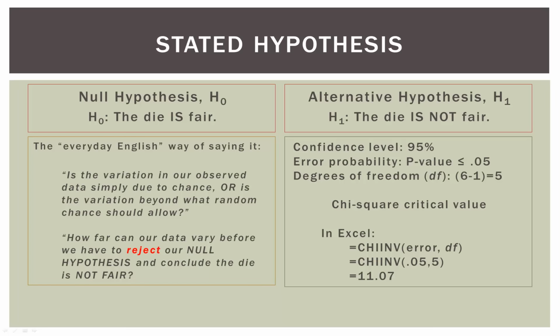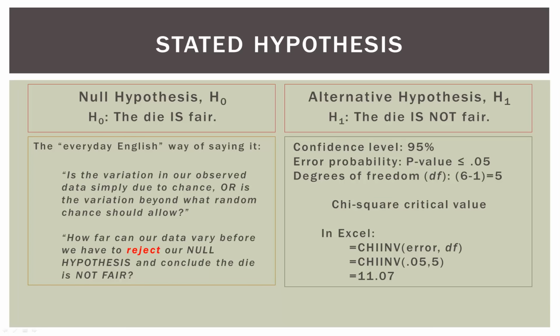The easiest way to find this actually is in Excel. Excel has a built-in function, CHIINV, and then you just give it 2 inputs. You give it your p-value, which in our case is 0.05. Then you give it your degrees of freedom, which in our case is 5. And then it spits back a critical value of 11.07. So keep that number in the back of your mind.